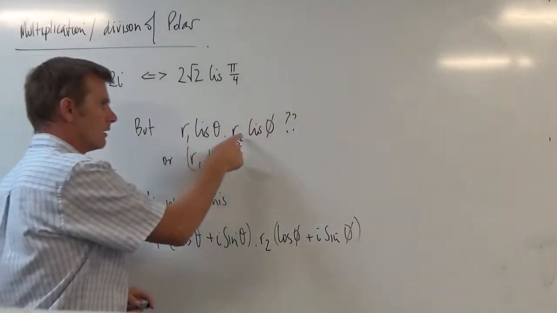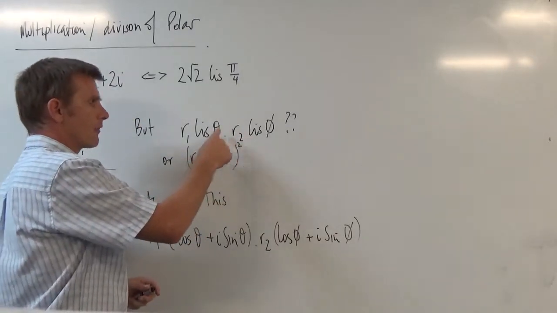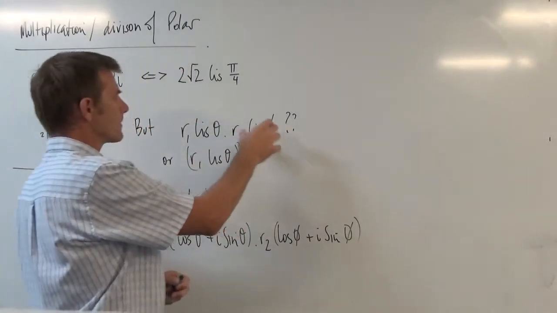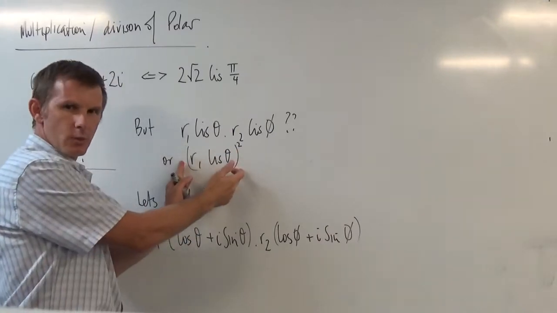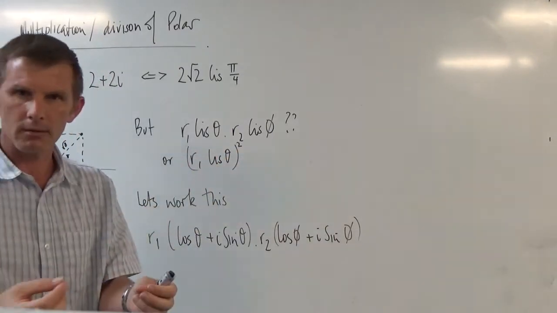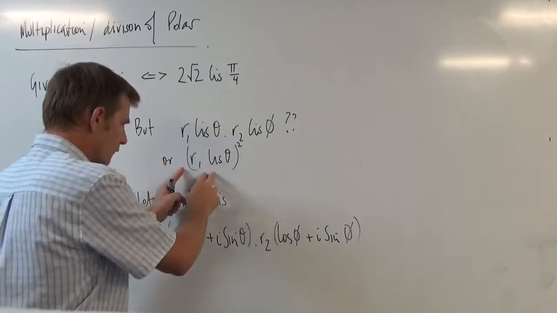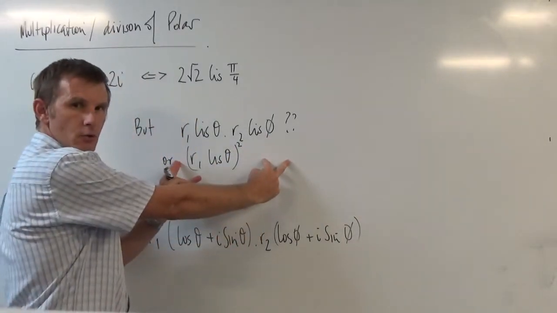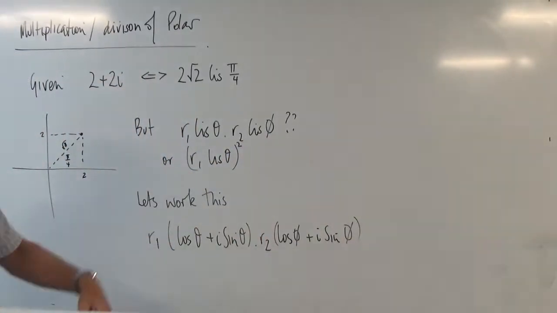And notice that I've done r1 and r2, theta and phi I think it is. But it might be in this format as well. It might be the same point multiplied by itself. This of course would just break up in a similar sort of way. So let's work it out. Where are we going with it?